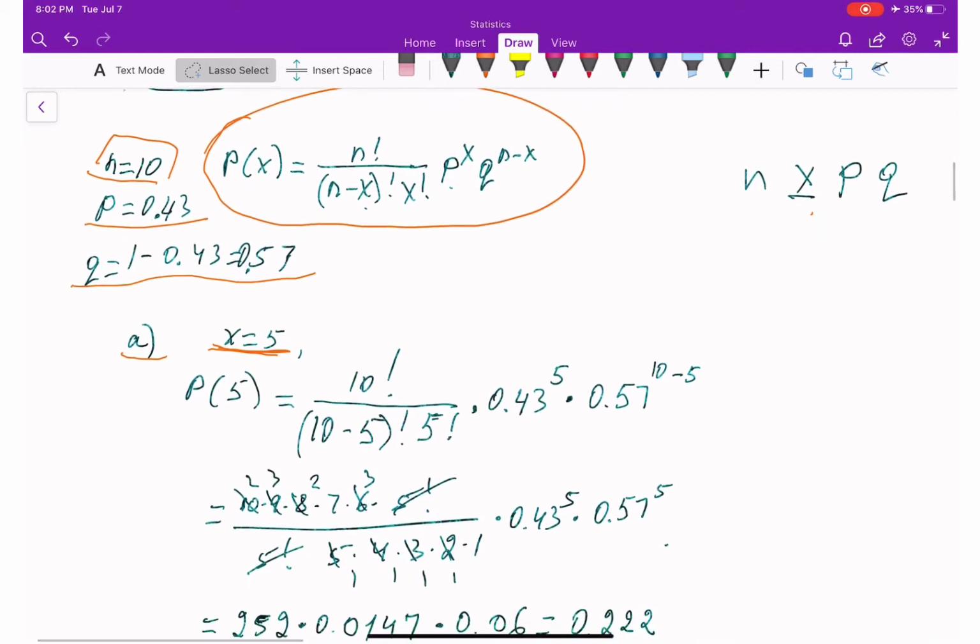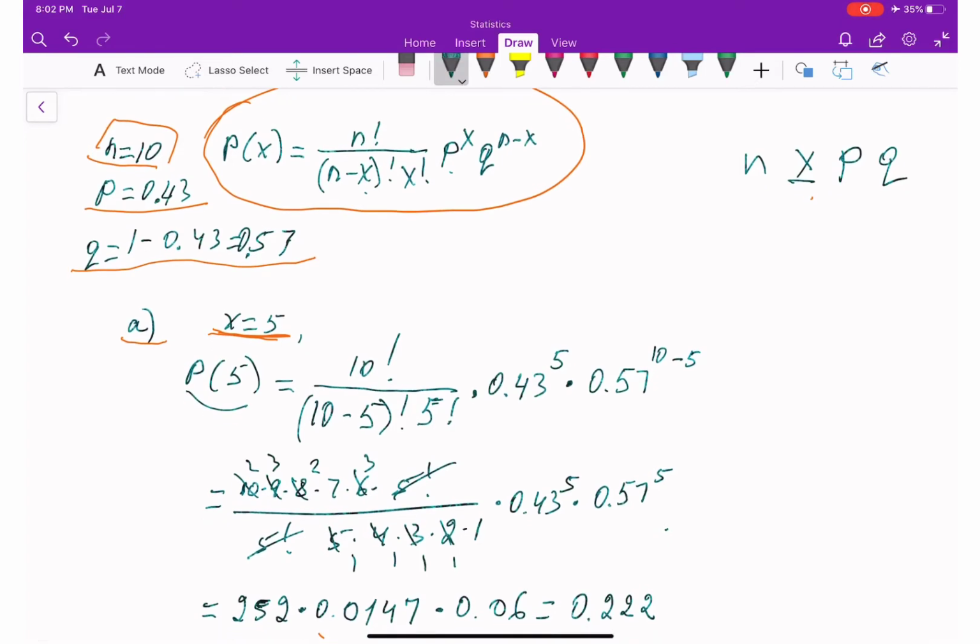All right, so for X is equal 5, let's find out probability of 5. Let me show you how we're going to solve. So N factorial, this is what we call factorial. So 10 factorial, I will show you how to calculate factorial in a minute. N minus X factorial, which is 10 minus 5, 10 minus 5 factorial. Let me use different color.